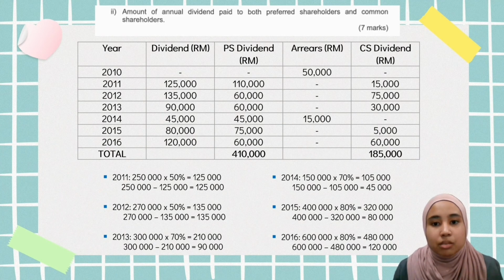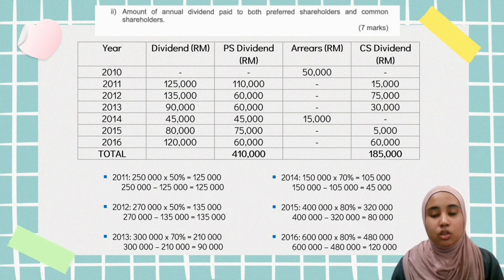The second step is to subtract the retained amount from the earning after tax. For 2011, 250,000 minus 125,000 equals 125,000. For 2012, 270,000 minus 135,000 equals 125,000. Then for the rest of the years, calculate with the same step.